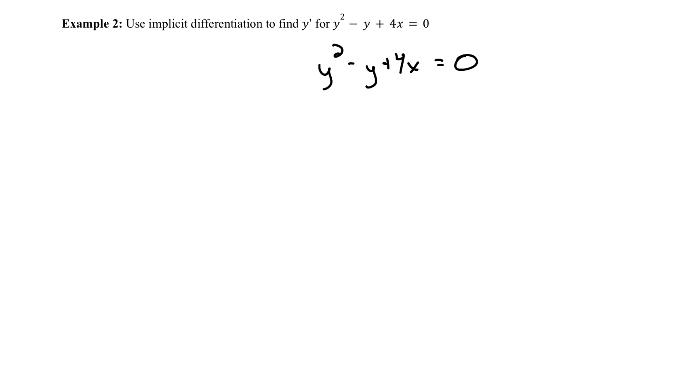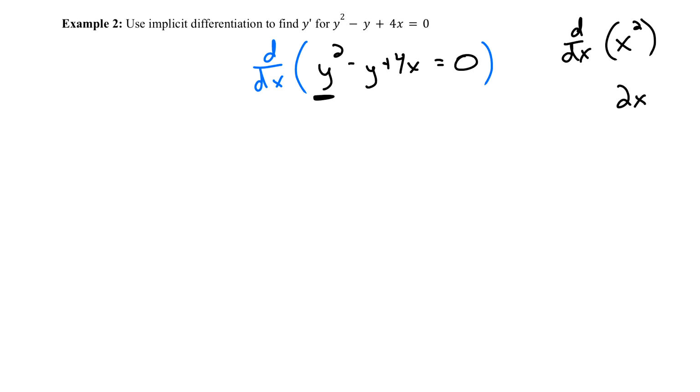So it's much, much easier in this case to use implicit differentiation so that we don't have to solve for y. My first step is I'm going to take the derivative of both sides of my equation with respect to x. When I take the derivative of y squared, I use my power rule just like I would with x squared. The derivative of x squared is 2x, so the derivative of y squared is going to be 2y.